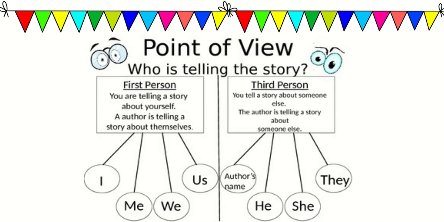Okay, one more time. First person, you are telling a story about yourself. The author is telling a story about themselves. Third person, you tell a story about someone else. The author is telling a story about someone else.